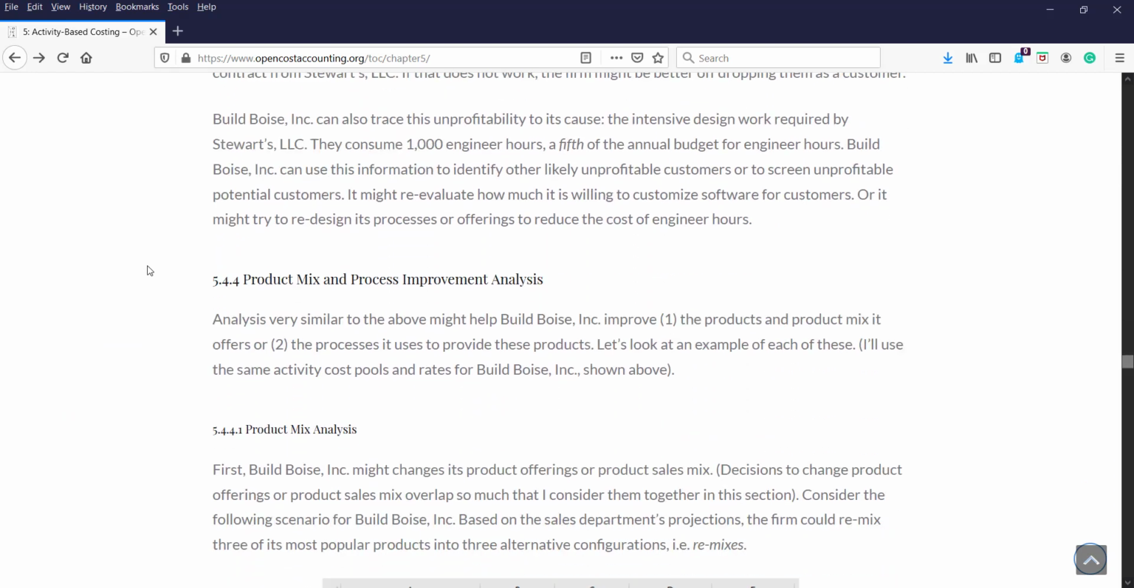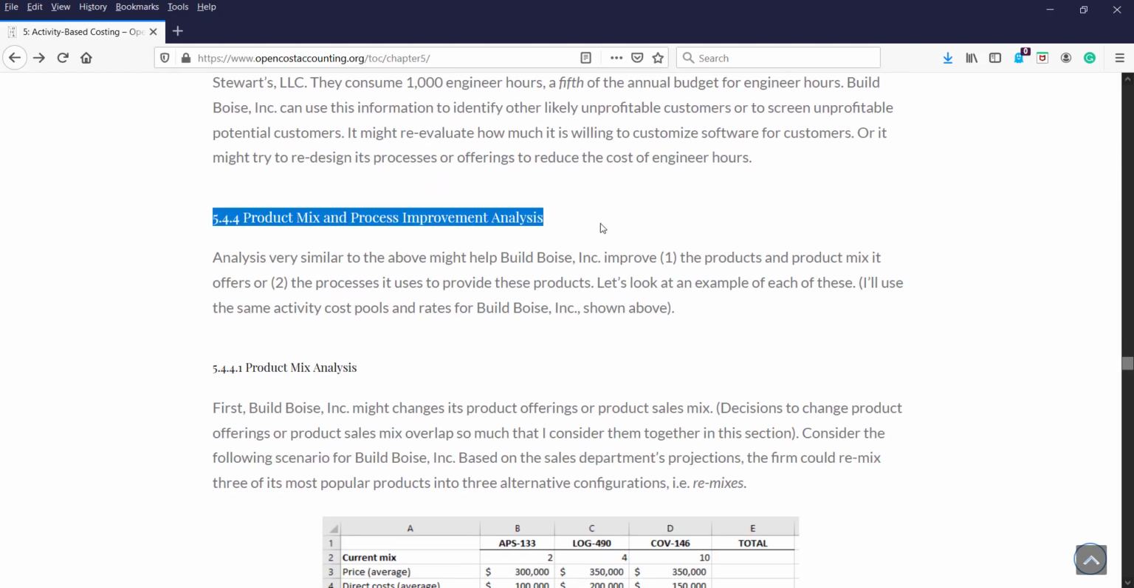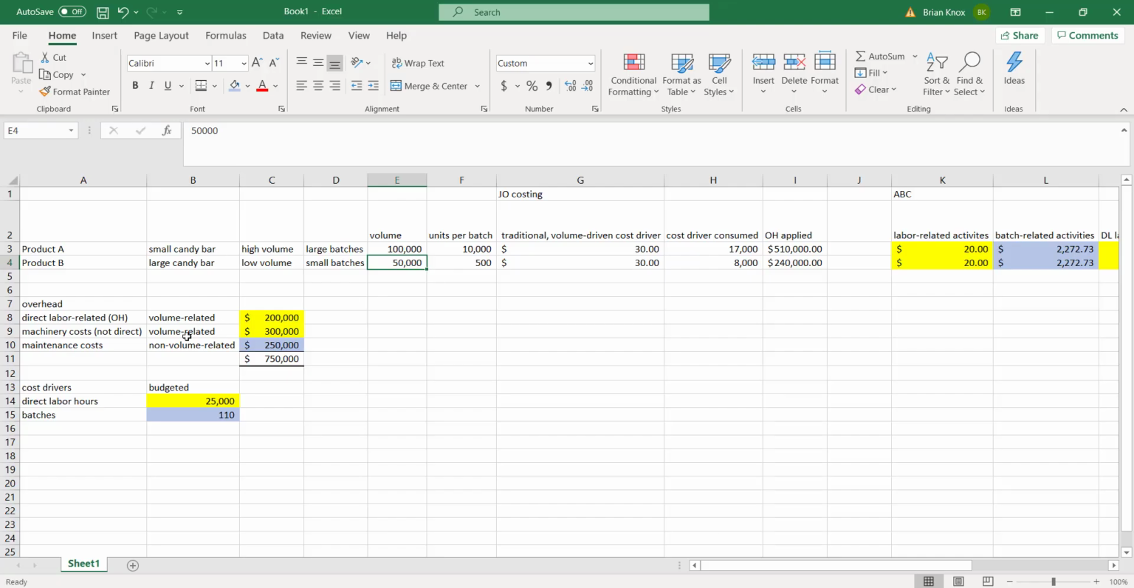And I already went over the next couple ideas: product mix and process improvement analysis. That was my first example of activity-based management. Now that we know our different products, we can change the mix of these two products that we sell, maybe change the price point, which will inevitably change the mix as well, due to changes in our prices. And maybe we can do something as far as process improvement. Maybe this is some way we can improve our costs and say, let's get more units per batch. Let's buy a bigger oven that will allow us to fit more candy bars per batch.